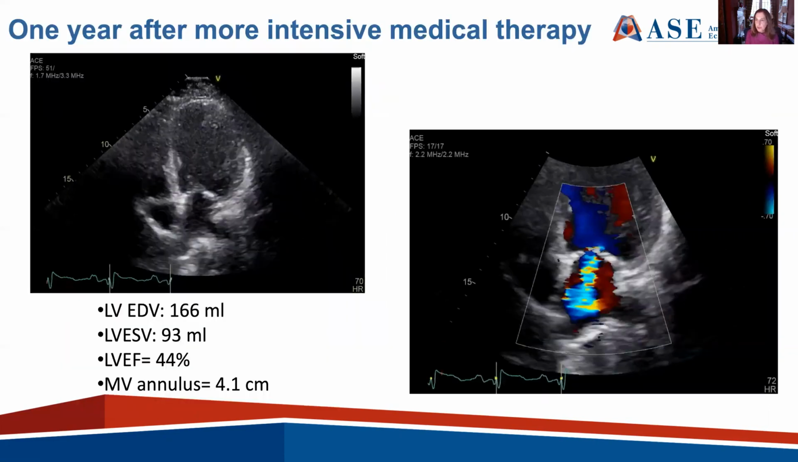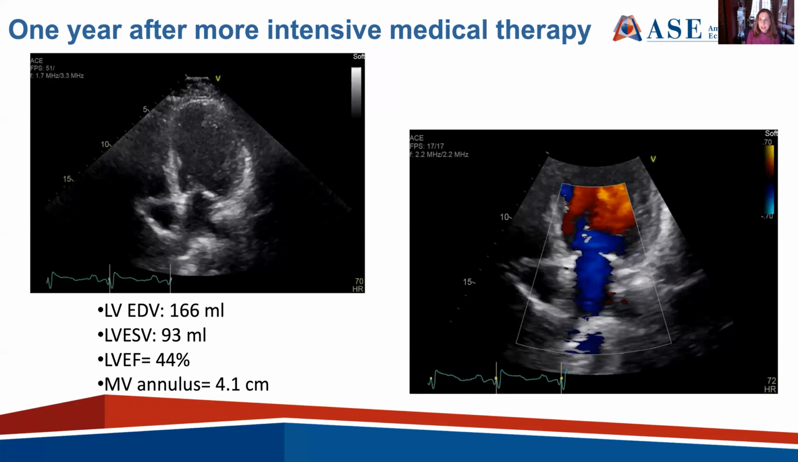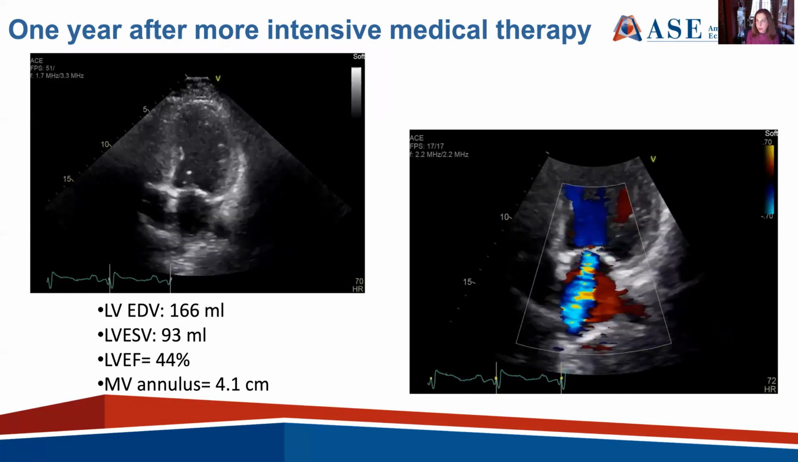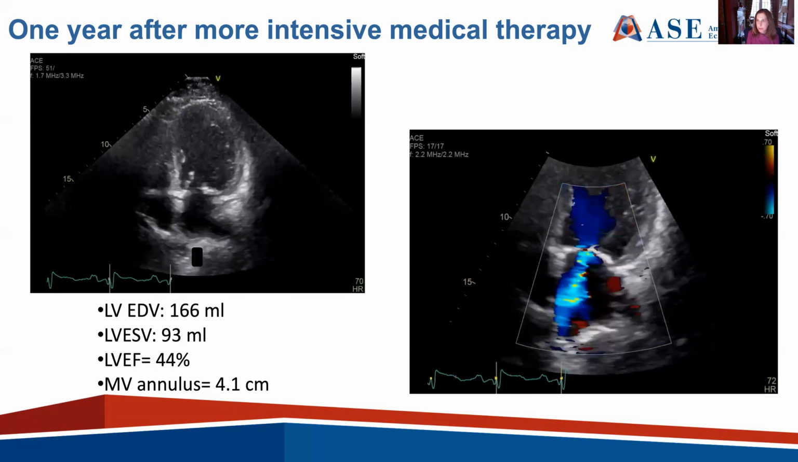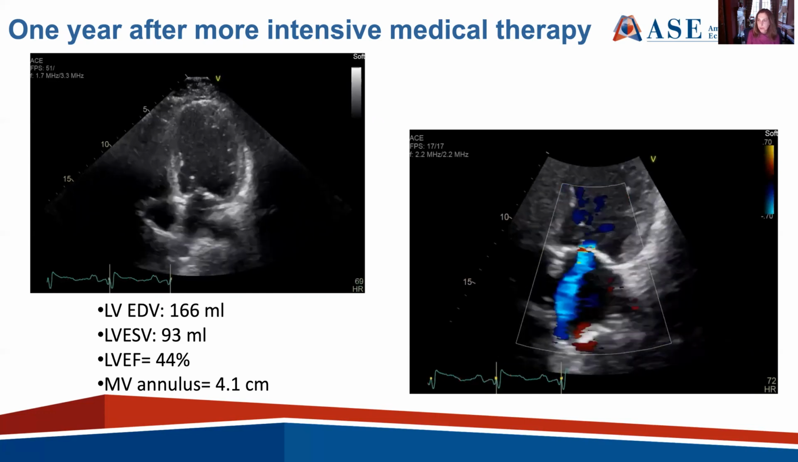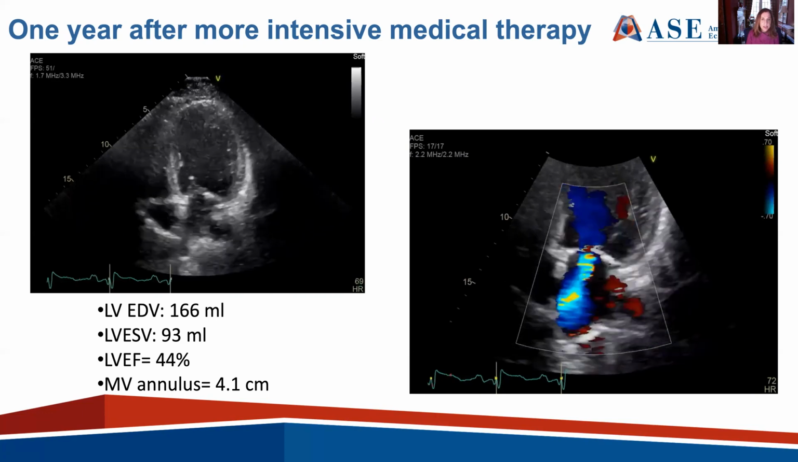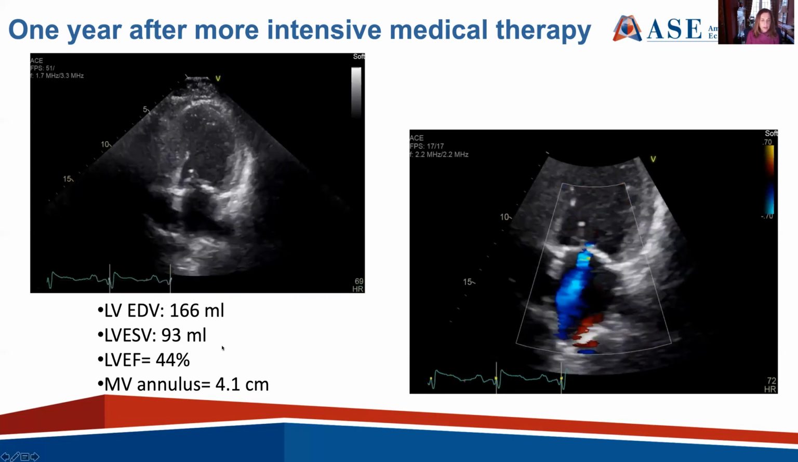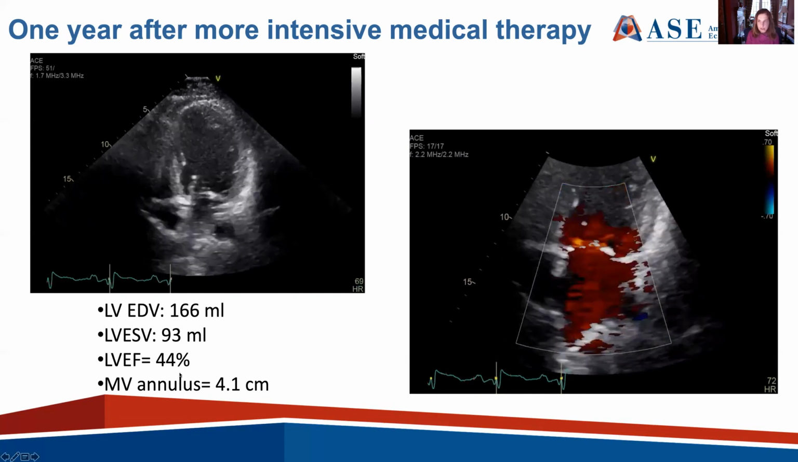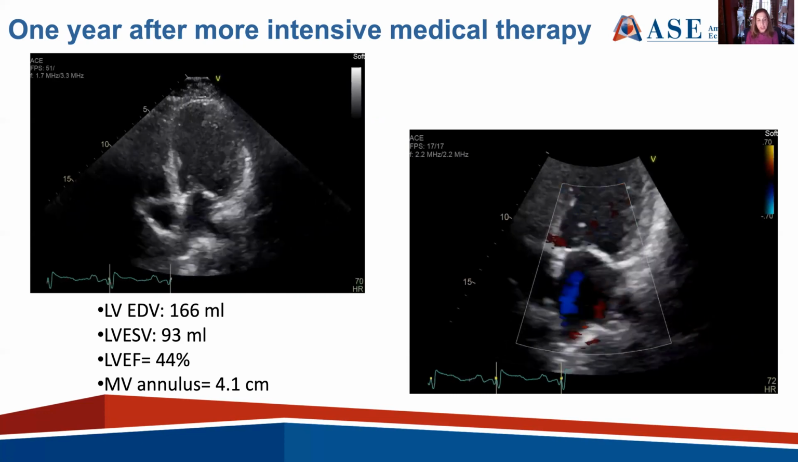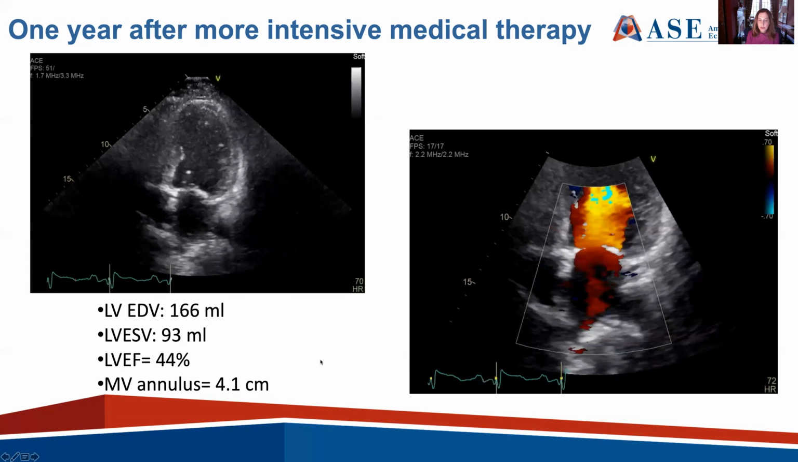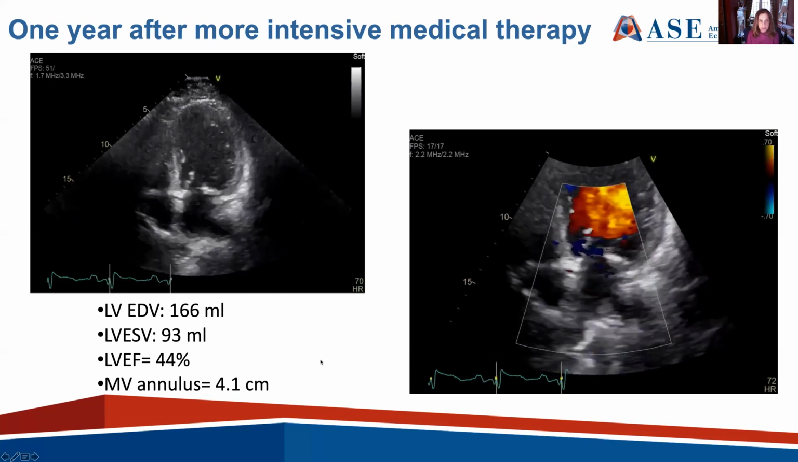So now this patient was placed on maximally tolerated goal-directed medical therapy, including ACE inhibitors, beta blockers, spironolactone. And you see that after a year of intensive medical therapy, her left ventricle has diminished in size. The ejection fraction has improved, and the mitral valve annulus is smaller. And you see here that the severity of mitral regurgitation has diminished.